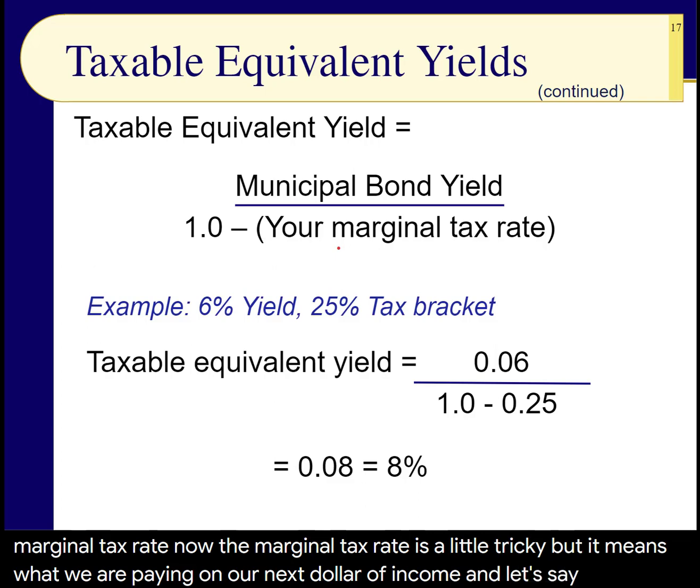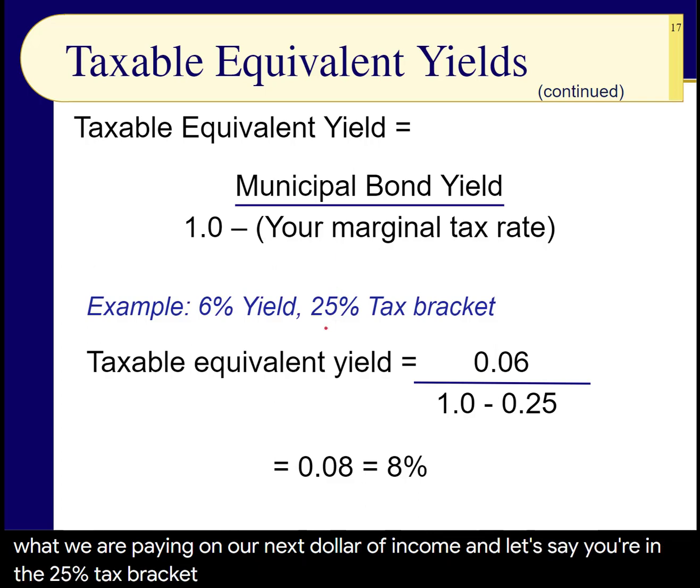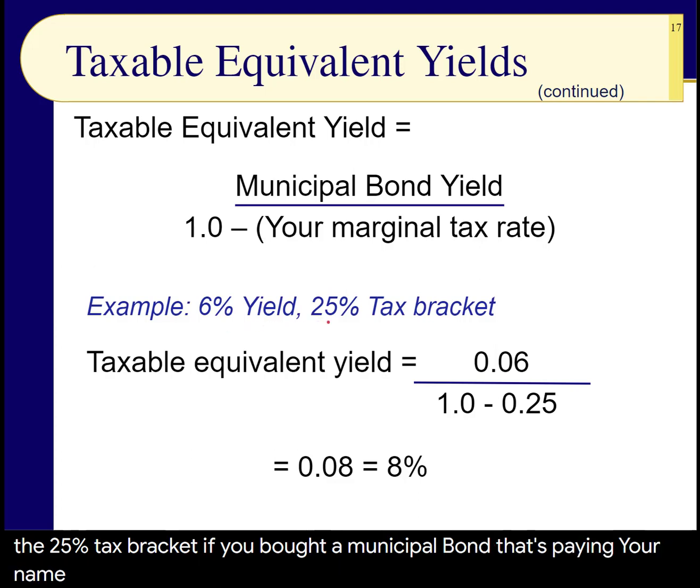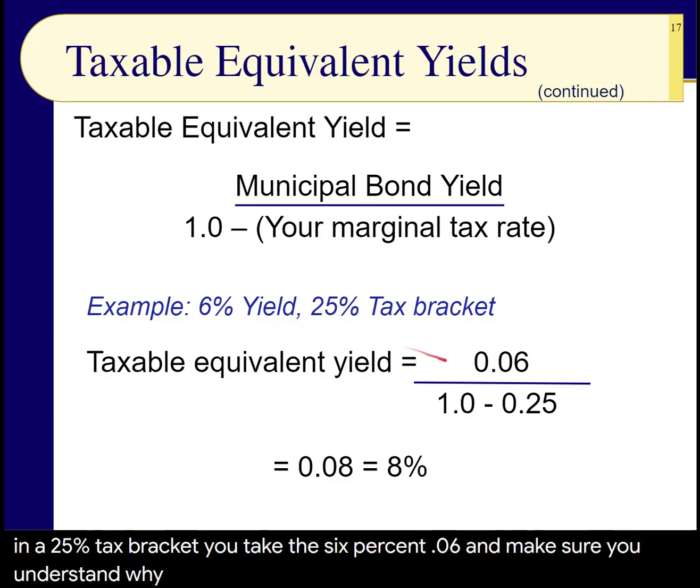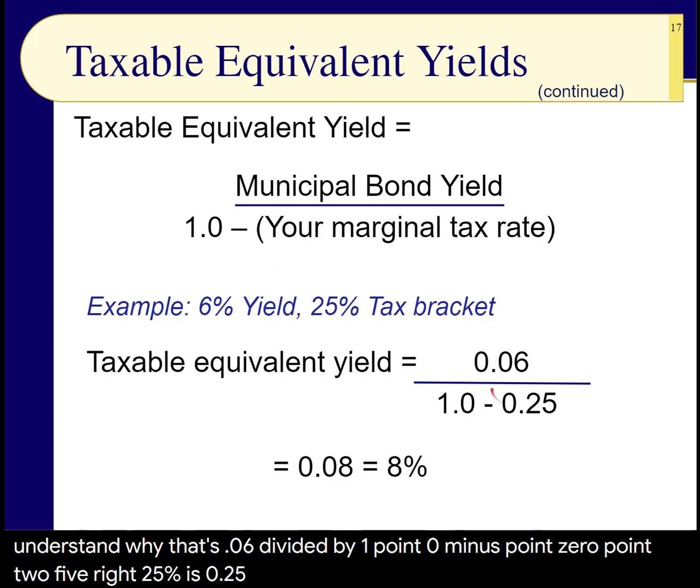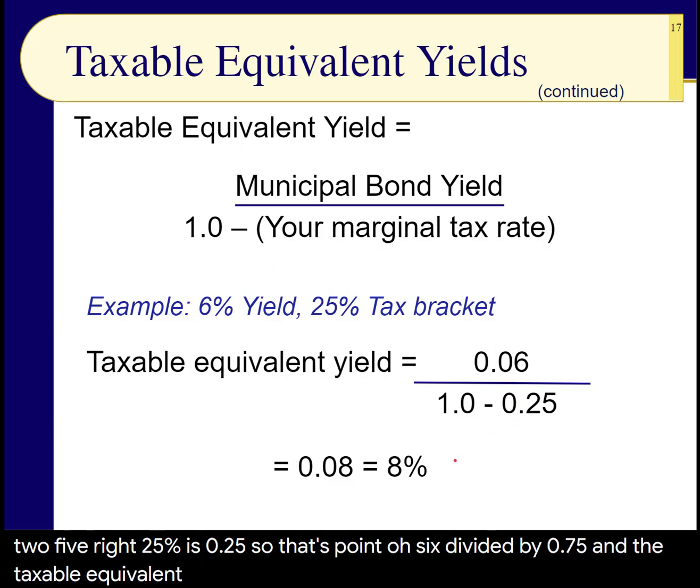And let's say you're in the 25% tax bracket. If you bought a municipal bond that's paying 6%, and you're in the 25% tax bracket, you would take the 6%, 0.06, and make sure you understand why that's 0.06, divided by 1.0 minus 0.25, right? 25% is 0.25. So that's 0.06 divided by 0.75, and the taxable equivalent yield is 8%.